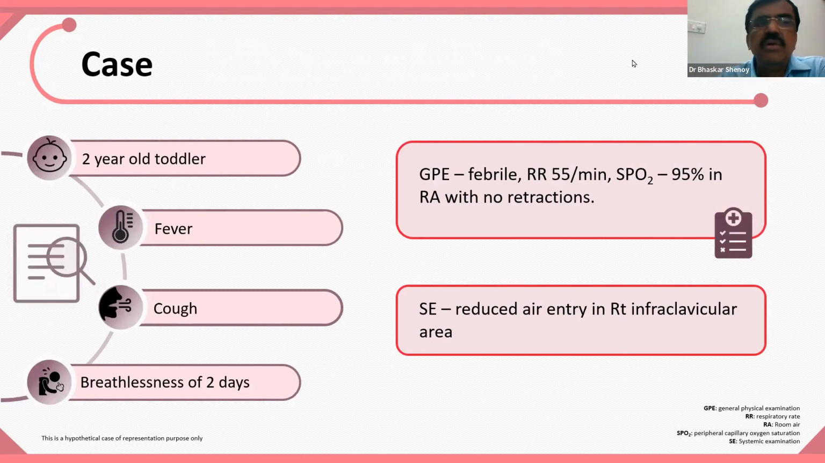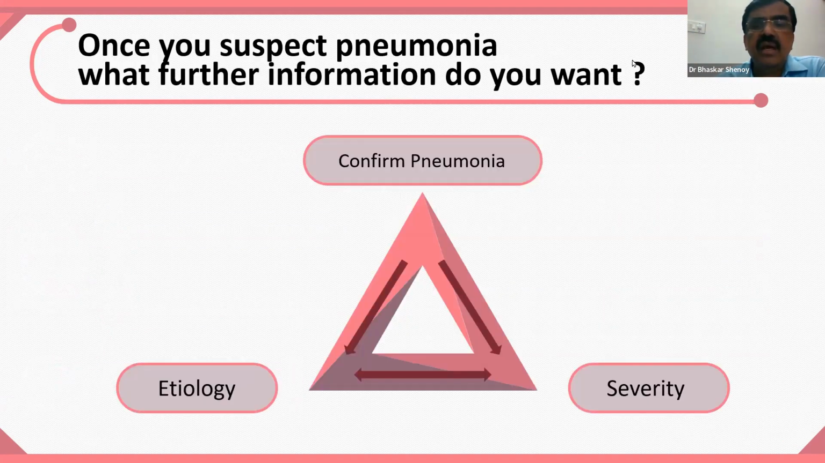So with that background, a case of a 2-year-old with fever, cough, and breathlessness, has tachypnea, respiratory rate of 55, with saturation 95 in room air. There are no retractions. Clinical signs of pneumonia are there. Here, as I told, we have to confirm the pneumonia, look at the etiology and the severity.